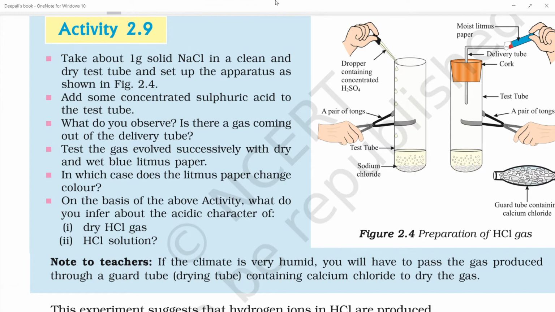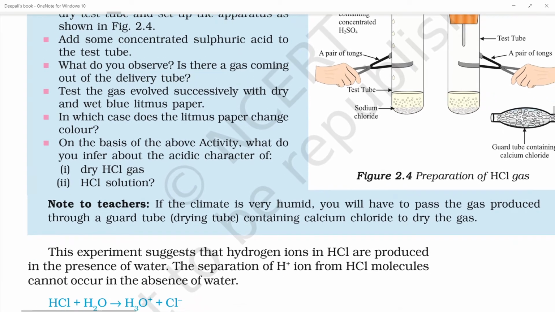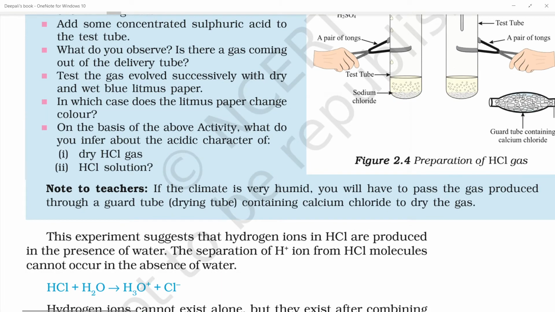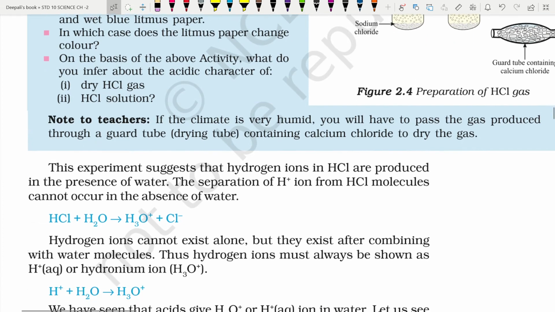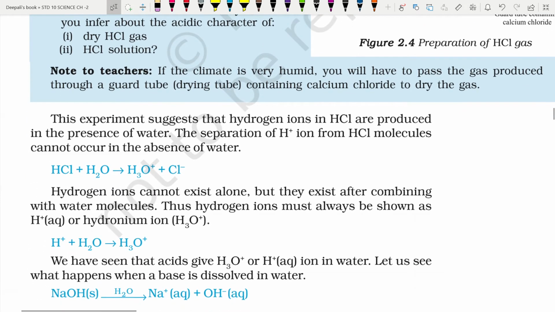Test the gas evolved successively with dry and wet litmus paper. In this case, does the litmus paper change the color? On the basis of the above activity, what do you infer about the acidic character of dry HCl gas and HCl solution? If the climate is very humid, you will have to pass the gas through a guard tube, a drying tube containing calcium chloride, to dry the gas. This experiment suggests that hydrogen ions in HCl are produced in the presence of water. The separation of H+ ion from the HCl molecule cannot occur in the absence of water.